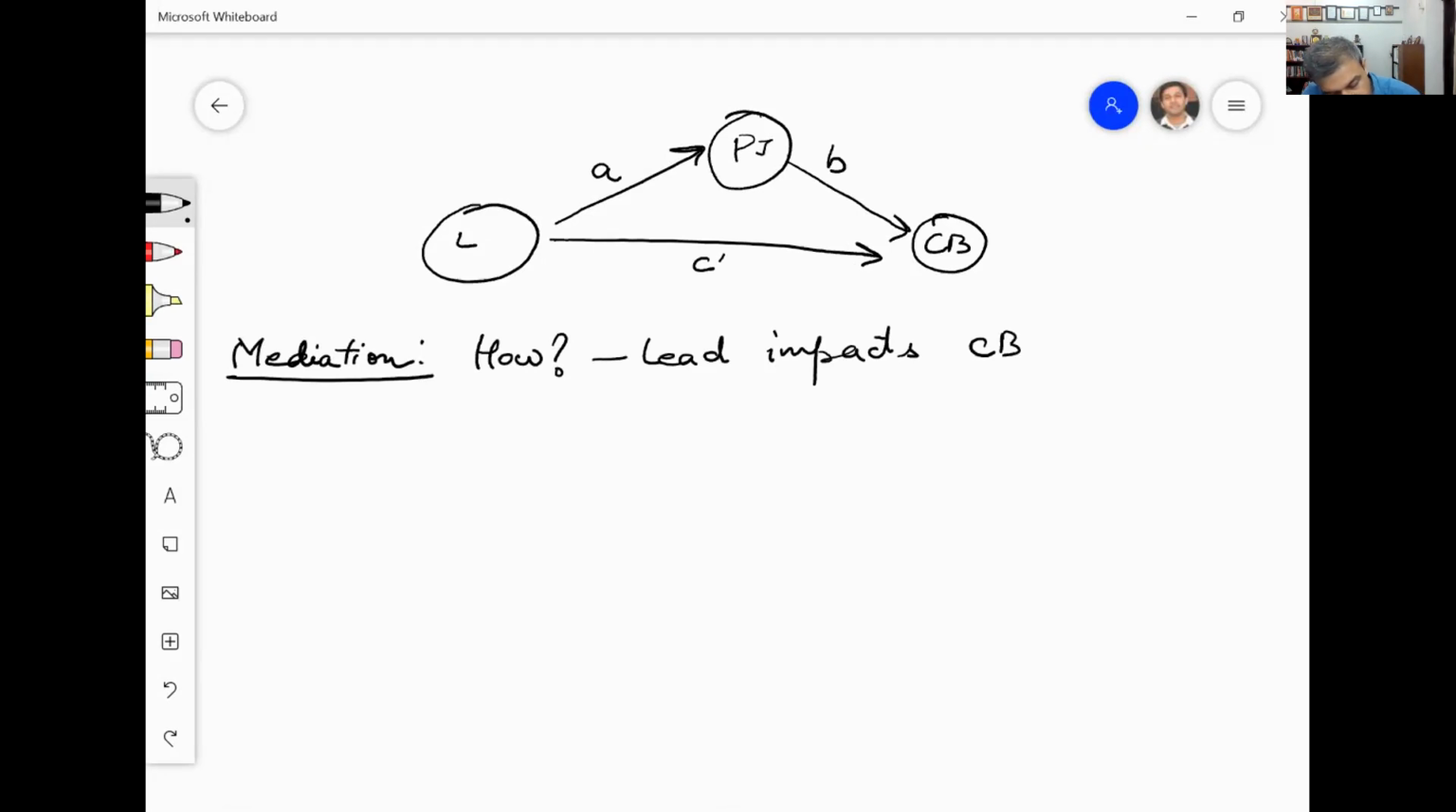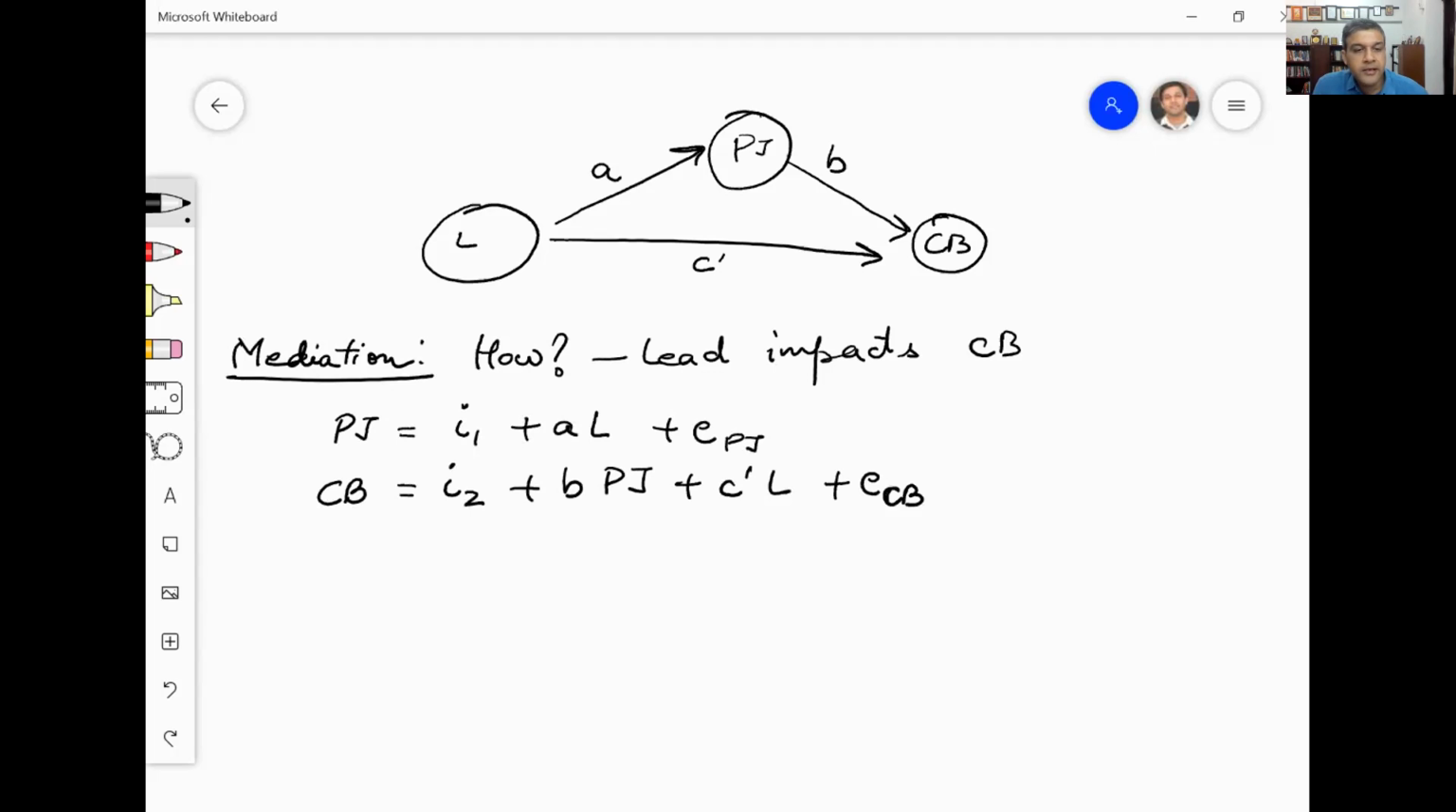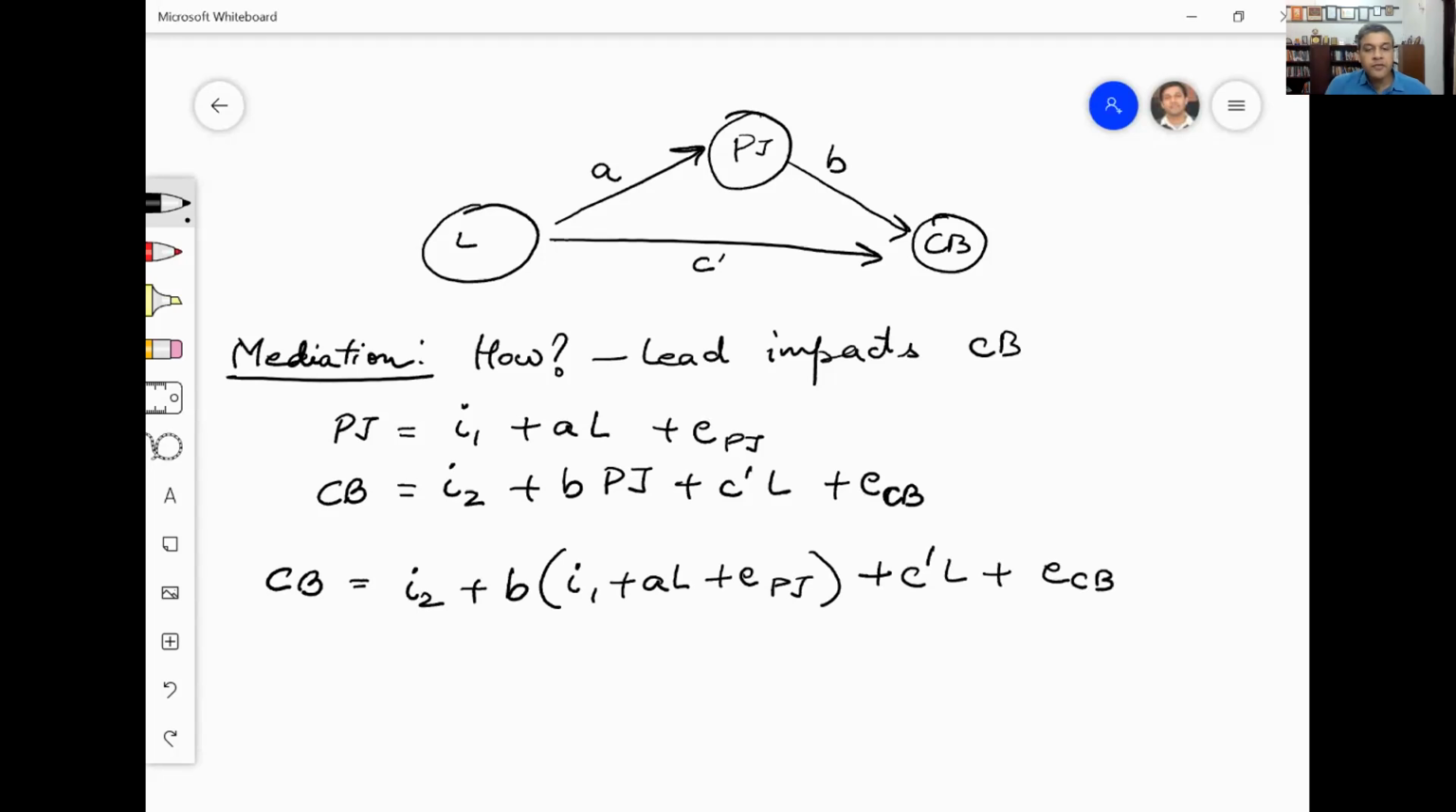So in order to do this, we can write the equation of Pj as, let's say, some constant I1 plus A times leadership plus the regression residual of Pj. Similarly, Cb we can write as some constant I2 plus B times Pj plus C dash times leadership plus the error of Cb of the regression. If we combine these two equations, we can write Cb is equal to I2 plus B times I1 plus A times L plus E of Pj, plus C dash L plus E error of C.